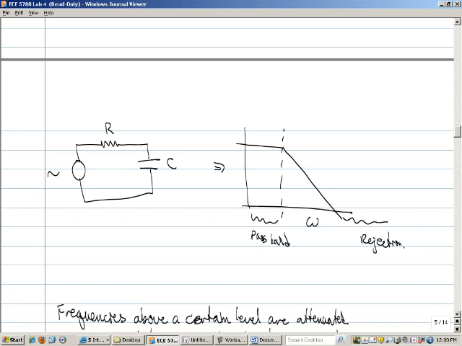So that's the justification of this frequency curve here. This plots the frequency response of that circuit. You've got this pass band here where, for a certain level of signals, when the frequency is low enough, the output is just whatever the input signal is.